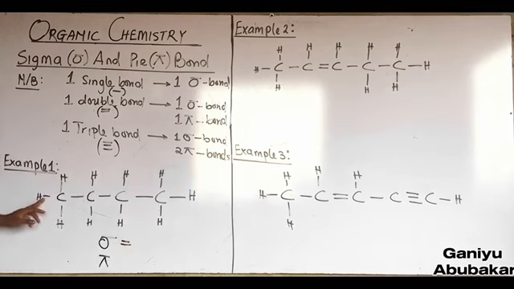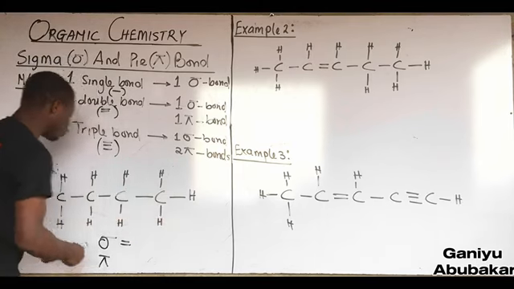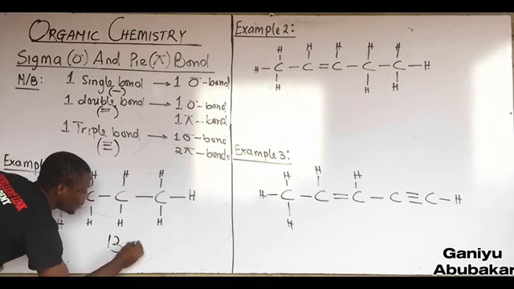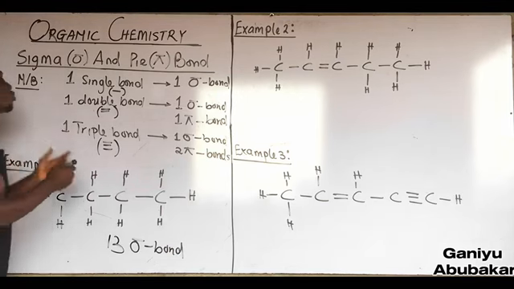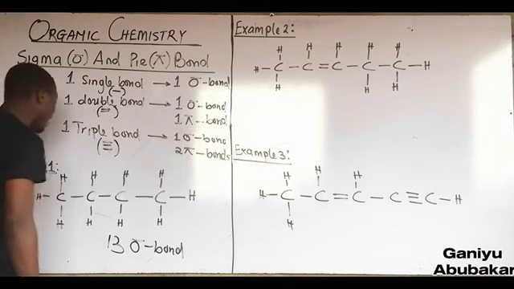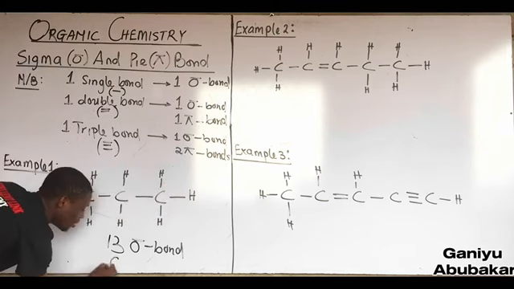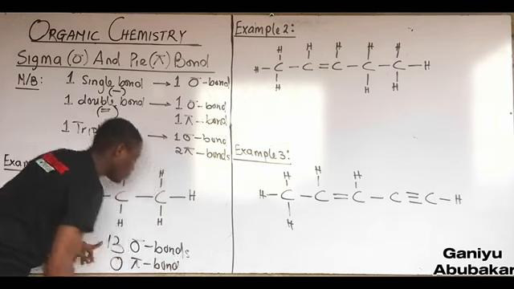Now from this one, we said for every single bond there's a sigma bond. So this is one sigma bond, 2, 3, 4, 5, 6, 7, 8, 9, 10, 11, 12, 13. So for this one I'm having 13 sigma bonds. Let's get pi bonds. We said pi bonds occur in double bonds and triple bonds. So in this case I'm not having a double bond or a triple bond, so I'm having zero pi bonds. There's no pi bond here.